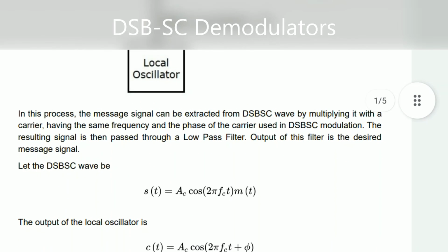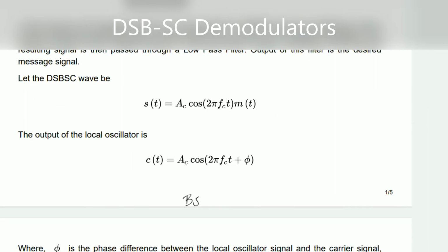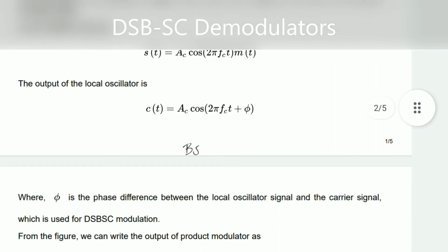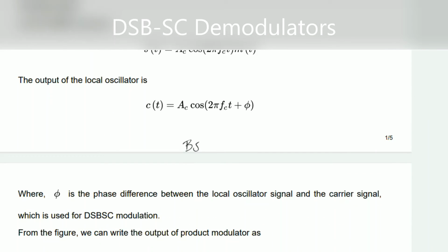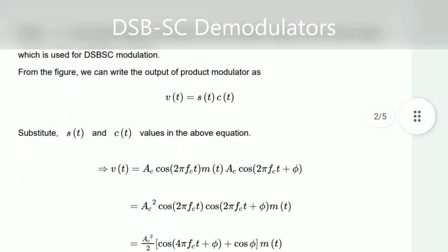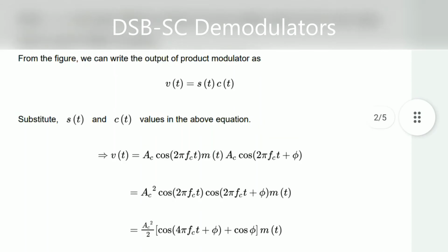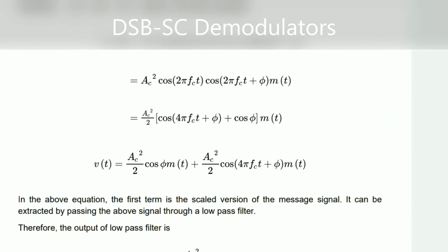See here the expression s(t) = Ac cos(2 pi fc t) m(t). The output of the local oscillator is c(t), the carrier signal also, so this is Ac cos(2 pi fc t + phi). Phi is the phase difference between the local oscillator signal and the carrier signal. So at last we get v(t), that is s(t) into c(t). Putting in the values, we get v(t) = Ac^2/2 cos(phi) m(t) + Ac^2/2 cos(phi) cos(4 pi fc t + phi) m(t).